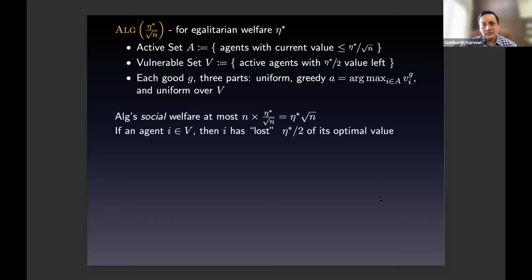So the only bad case is when you have vulnerable agents. Let's look at one of those. Fix an agent i, she's vulnerable. Now, how has this happened?